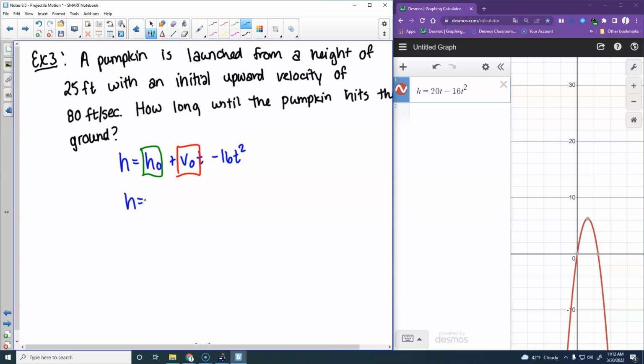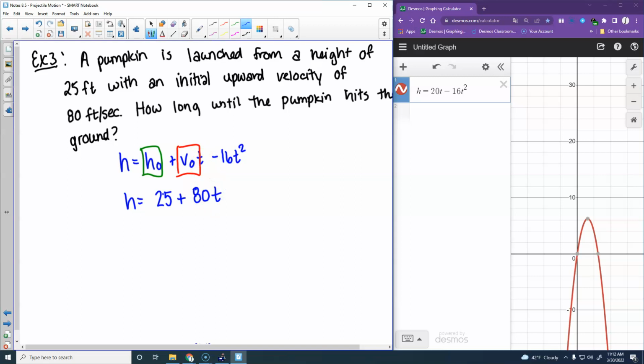So, let's see, Zane, tell me what the equation is going to look like here. Okay, we're looking for our initial height first. So what height does the pumpkin launch from? Good. So 25 would go right there. And then, what is the initial upward velocity? That v sub 0 is our initial upward velocity. 80. So we'll put 80 right here. Make sure you don't forget the t right there.